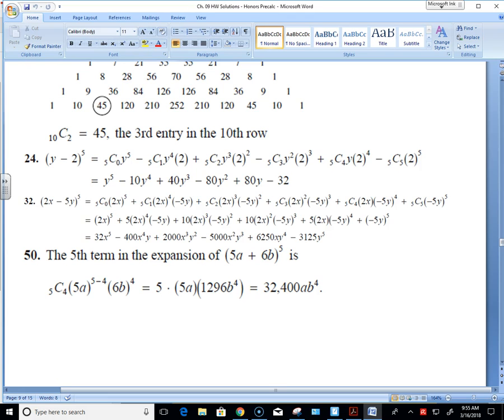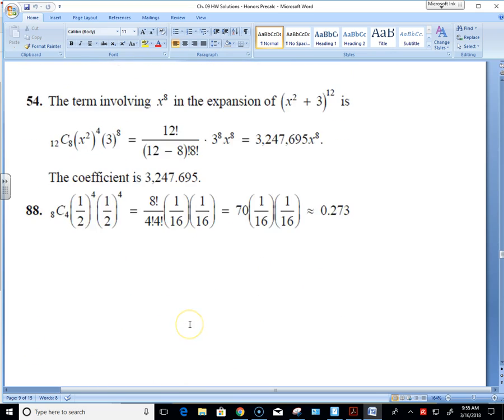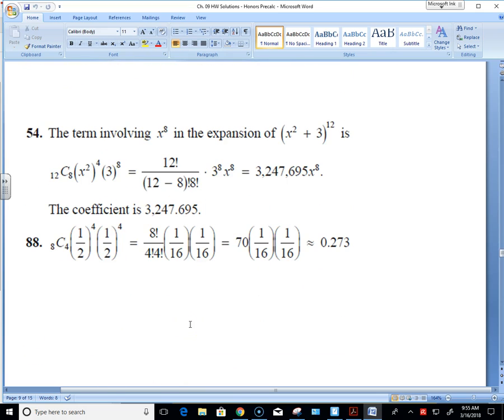Scroll down. Anybody still grading on these ones? All right, last two, 54 and 88. Last two are up, 54 and 88.